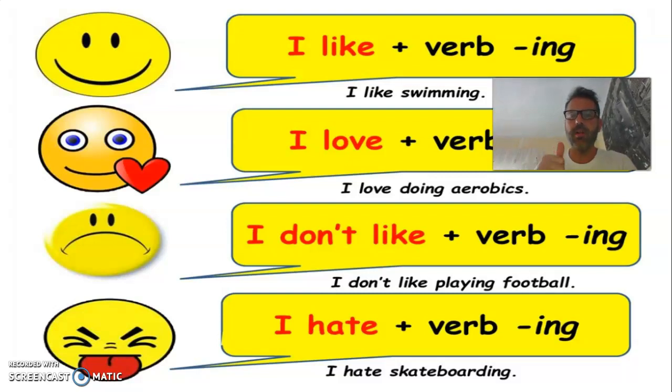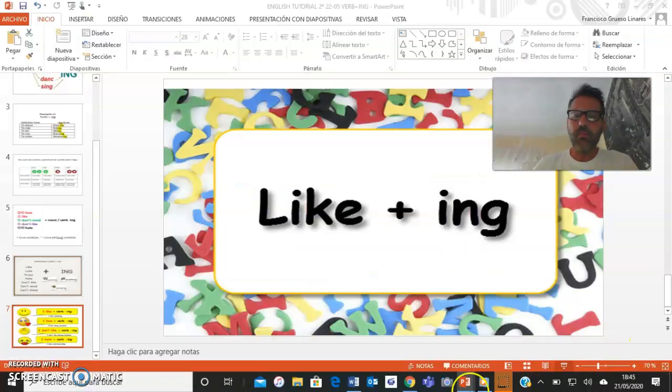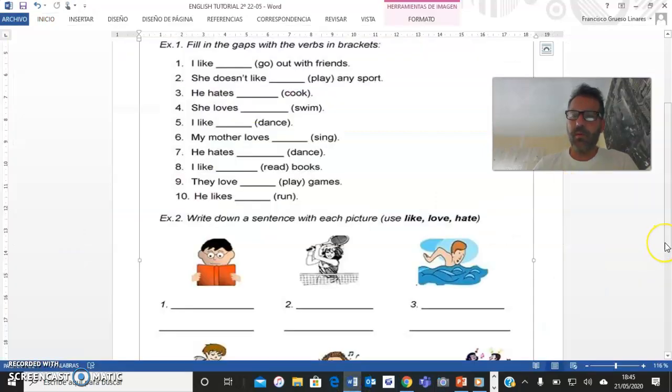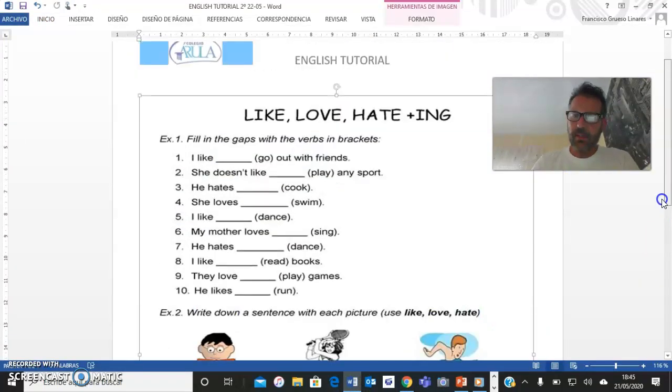Sports are always great. Now, what we're going to do is let me show you the worksheet, and it's very simple. Now, look. Like, love, hate, plus ing. Fill in the gaps with the verbs in brackets. I like, we got go. What do we do? Going. I like going out with friends. I love it. Yeah, we always have a great time.